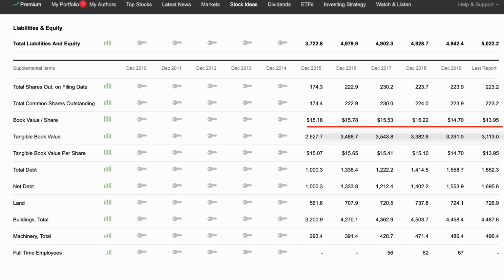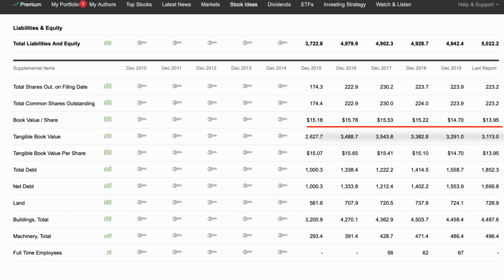It went up to 15.78 in 2016. It was 15.53 in 2017, then 15.22 in 2018. So it was trading around its book value previously. Then it was $14.17 in 2019. Again, around the value it was trading at.